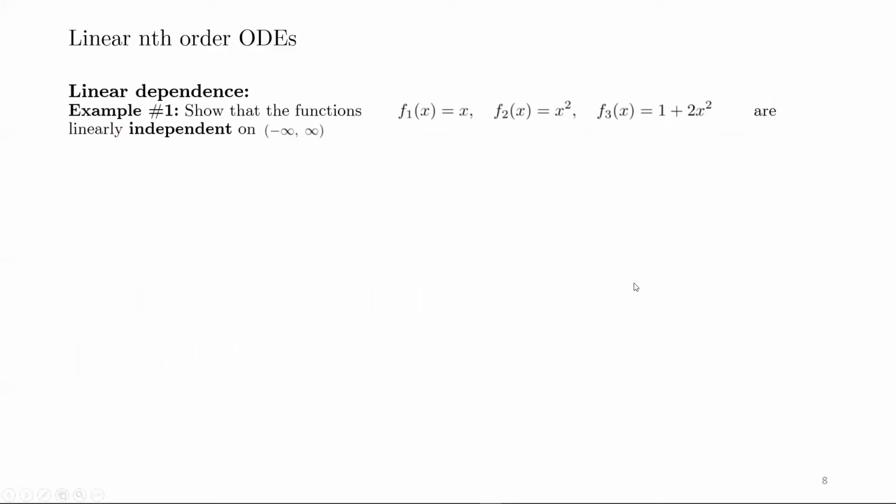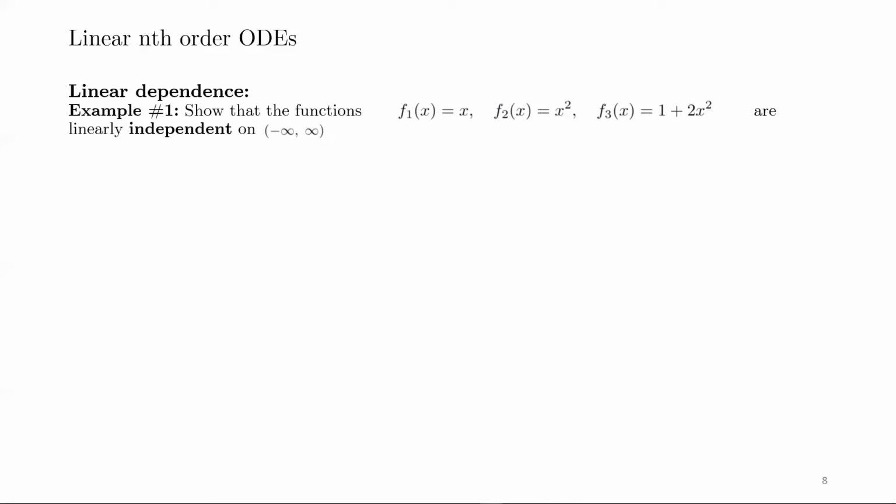Well, what about this set? f1 equals x, f2 equals x squared, and f3 equals 1 plus 2x squared. The example asks us to show that this set of functions is linearly independent on the interval negative infinity to infinity. So how can we show this?